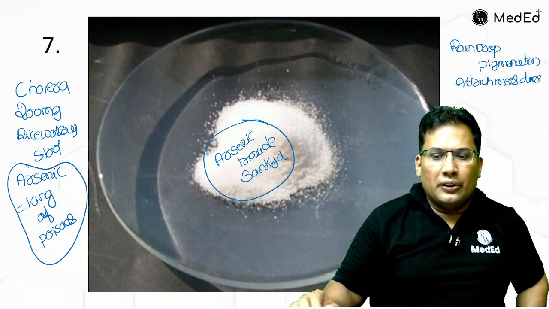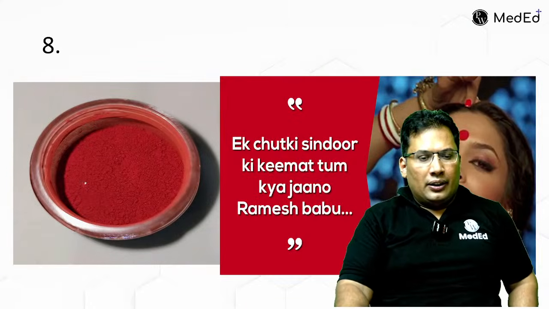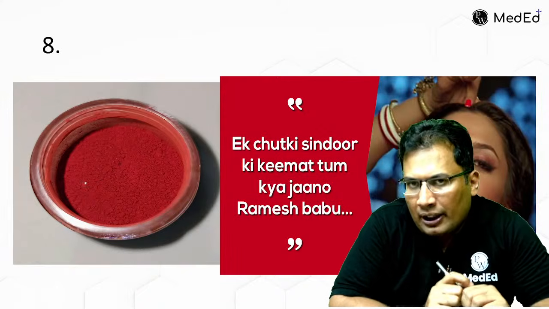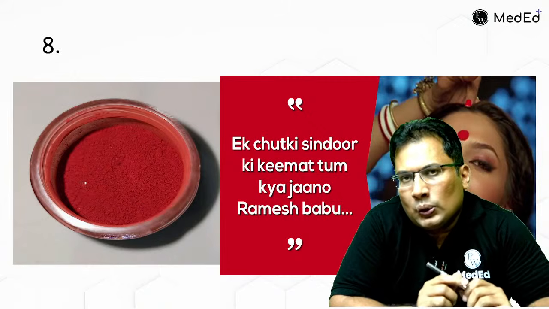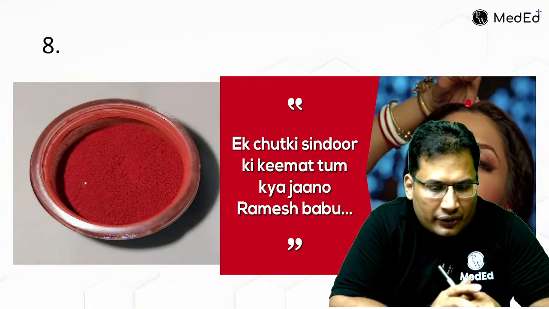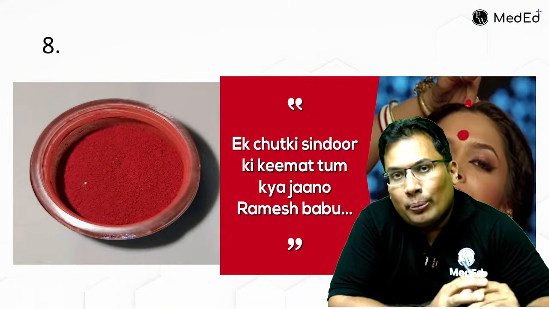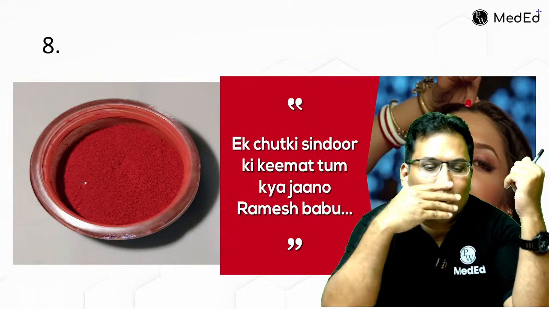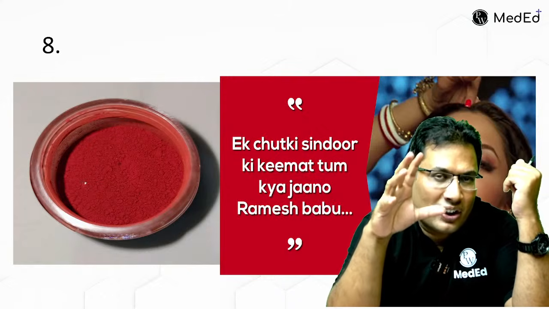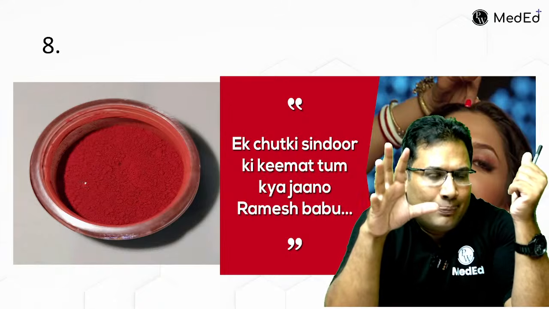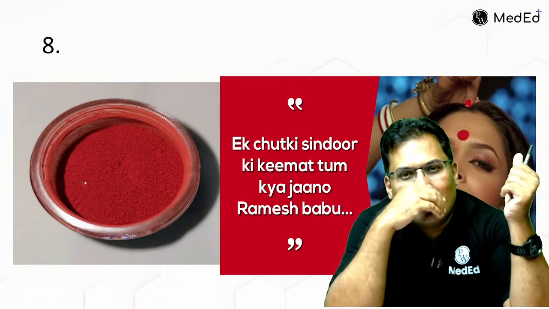Arsenic is equal to king of all poison. Okay. Now look at this. So this is again a heavy metal poison which can lead to many complications. एक चुटकी सिंदूर की कीमत तुम क्या जानो Ramesh Babu. My question is, what is this red color compound which is basically preparation of heavy metals?